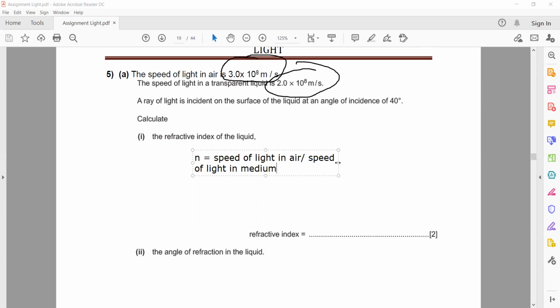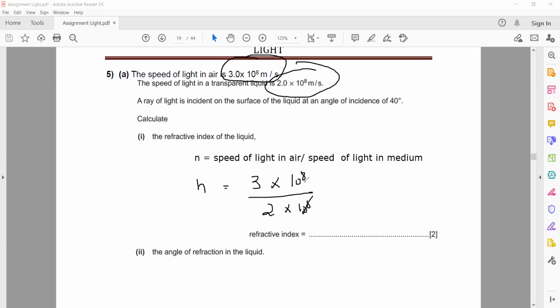The refractive index, speed of light, it's 3 exponent 8 divided by 2 exponent 8. So exponent 8 can cancel with exponent 8, and 3 divided by 2 is 1.5. So you will get 1.5 as an answer.